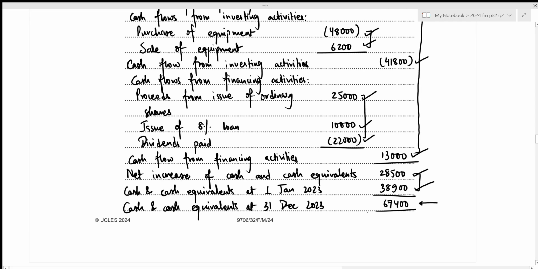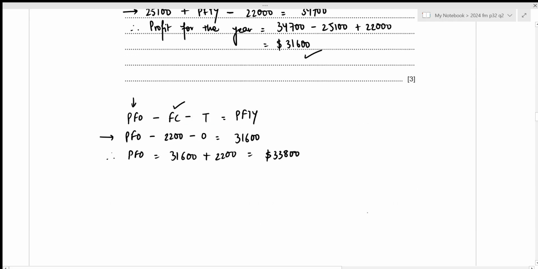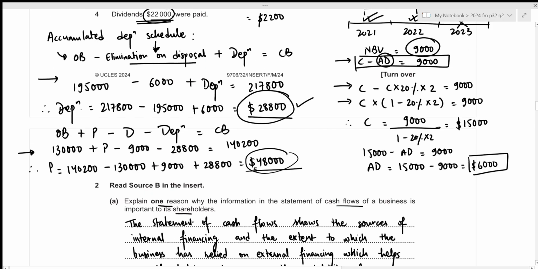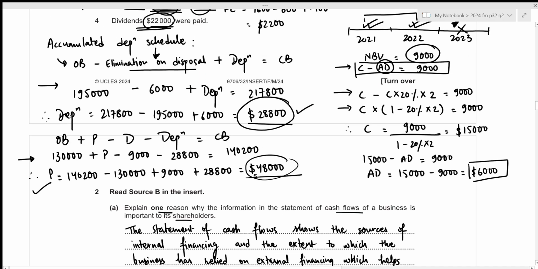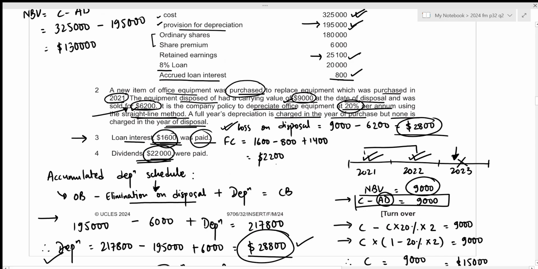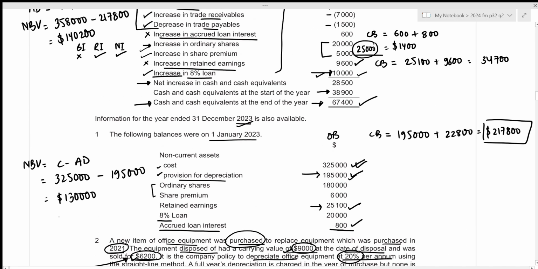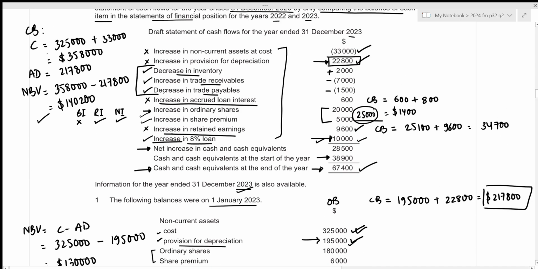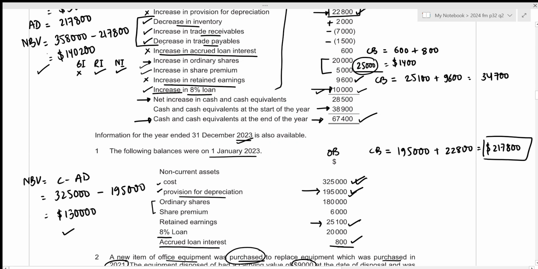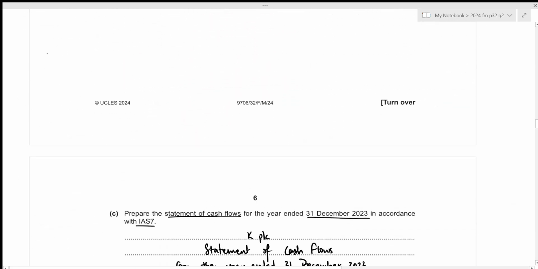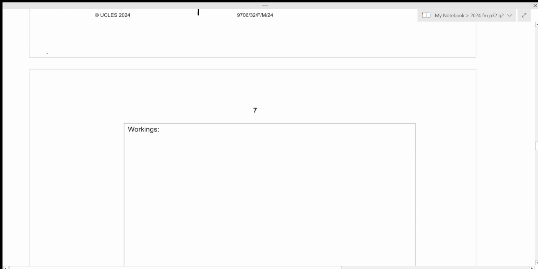And remember to show all of your workings within this box. And the workings will include the workings for your profit from operations, the workings for your purchase, depreciation, this accumulated depreciation, the working for your finance cost, working for the loss on disposal, as well as all of the workings regarding the net book values at the opening and closing date. And all of this should be shown within that given box for the workings so that you get your markings correctly.